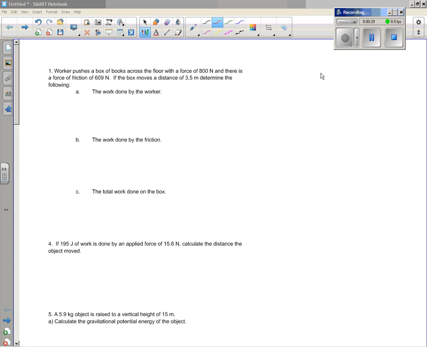A worker pushes a box of books across the floor with a force of 800 newtons, there's a force of friction of 609 newtons. The box moves 3.5 meters. Find the work done by the worker. Well, for the work done by the worker, the formula is work equals force times distance. If you want the work done by the worker, you only use the force applied by the worker, the 800 newtons. So we're going 800 newtons times 3.5 meters. 800 times 3.5 equals 2,800 joules.